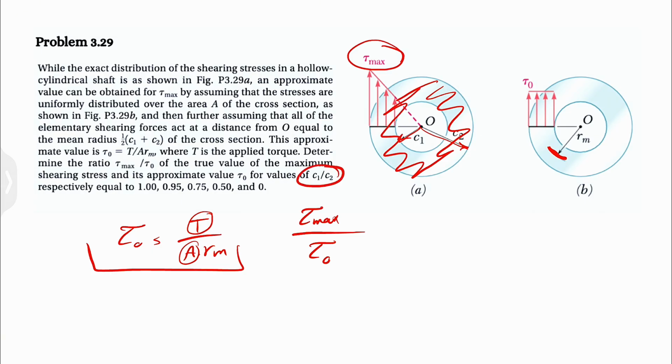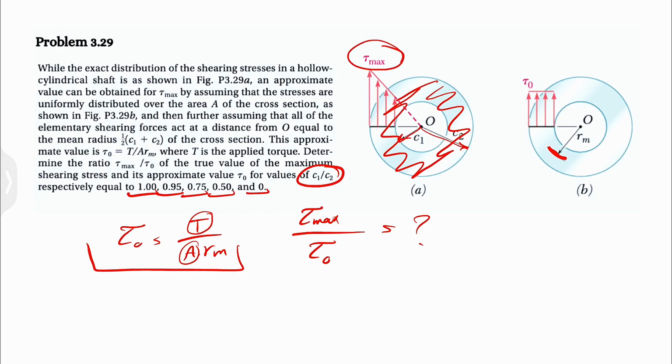for different values of C1 over C2. So we have C1 over C2 equal to 1, 0.95, 0.75, 0.5, and 0. So we have different values for the ratio of C1 over C2, and the question is asking us to find this ratio for each of these.